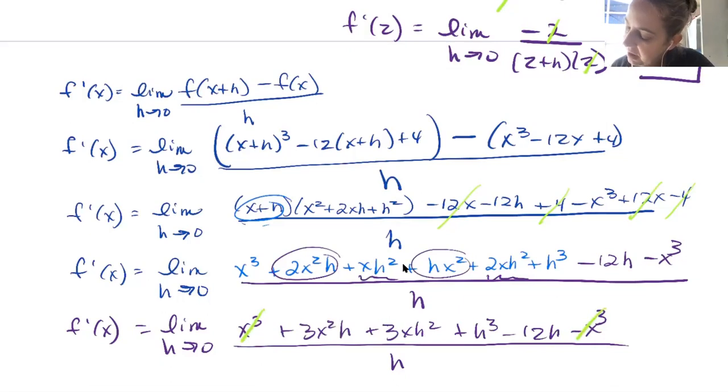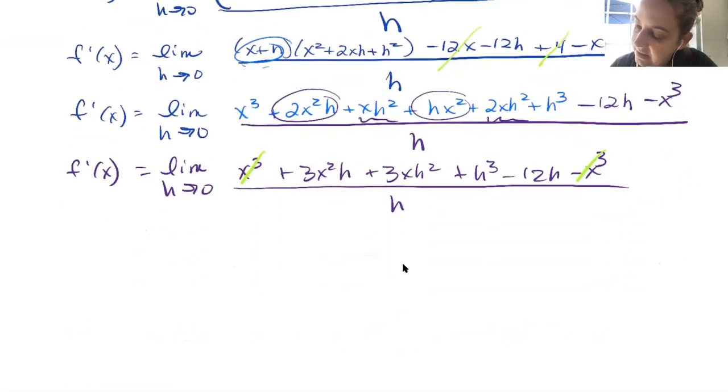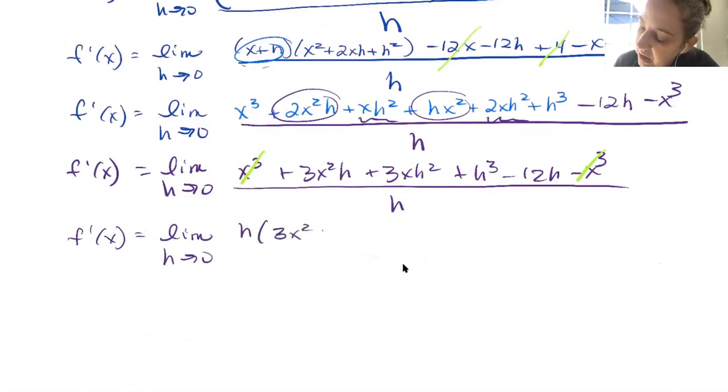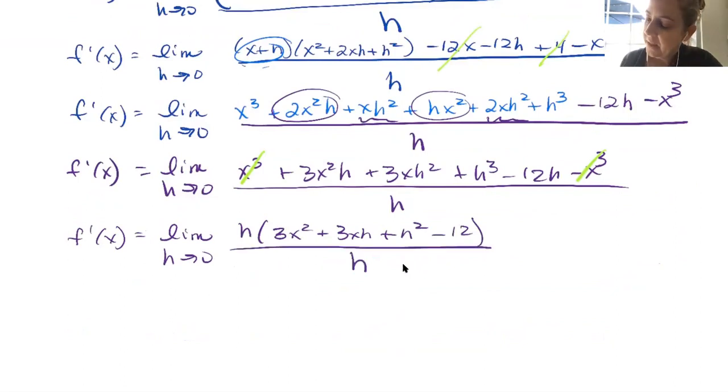Every other term remaining has an h, and that's exactly what we should have. And the reason why that's exactly what we should have is because that h has to factor out to cancel with the h in the denominator. So we're in good shape. It doesn't feel that way, but we are. So there's an h. So this is 3x squared plus 3xh plus h squared minus 12 all over h. Looking good. Again, those h's must cancel out.